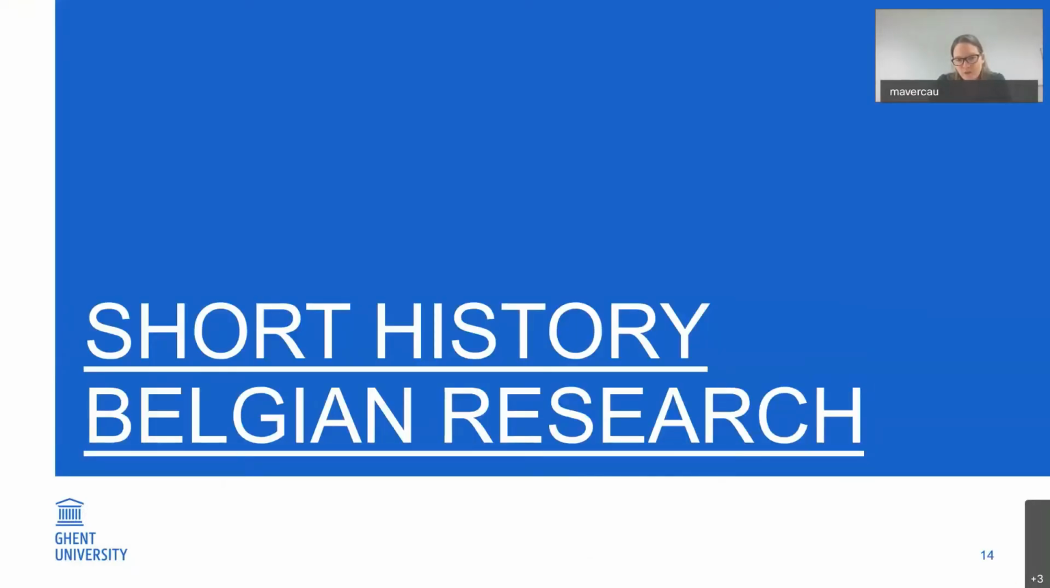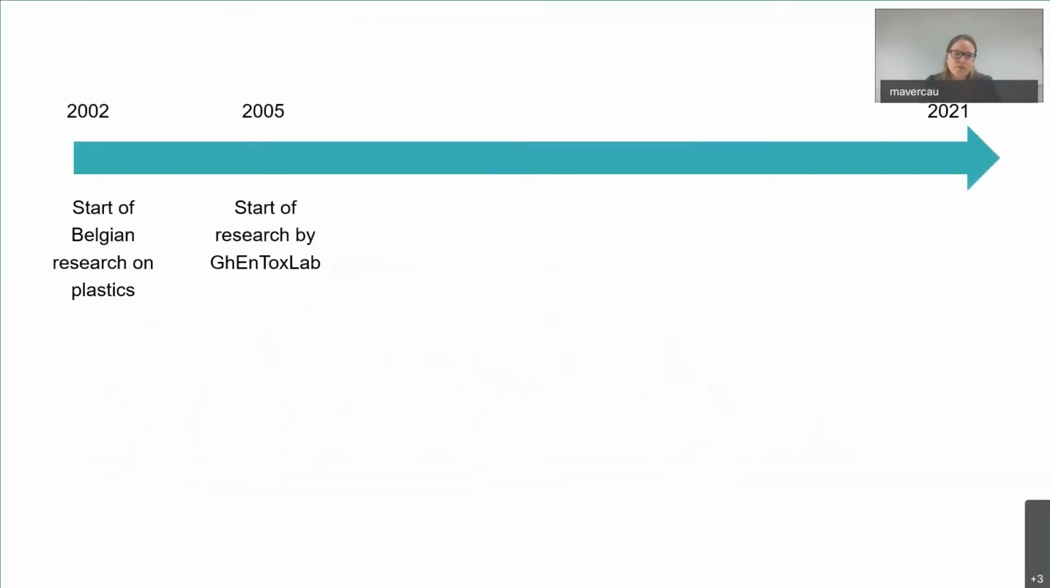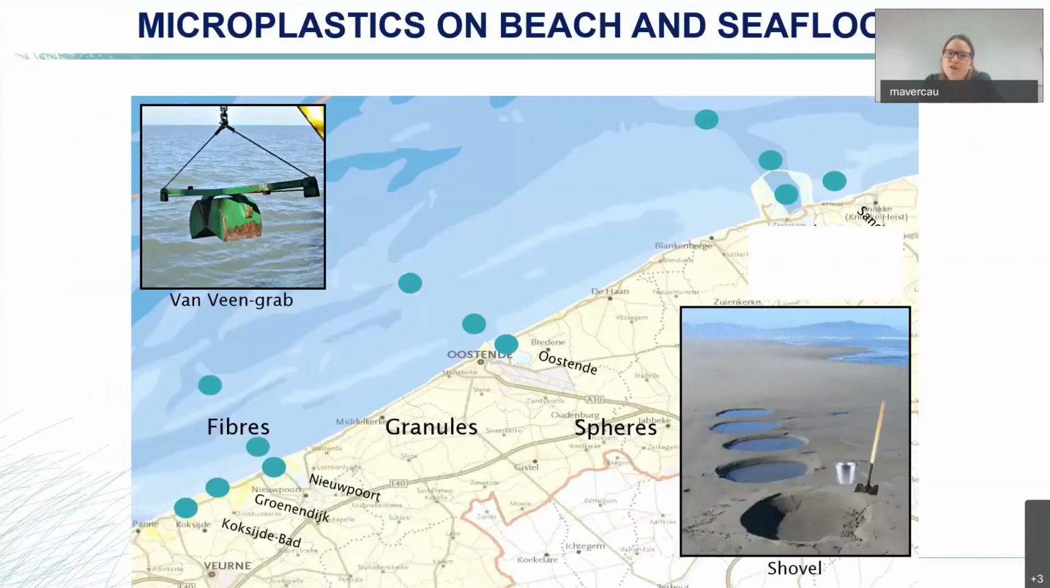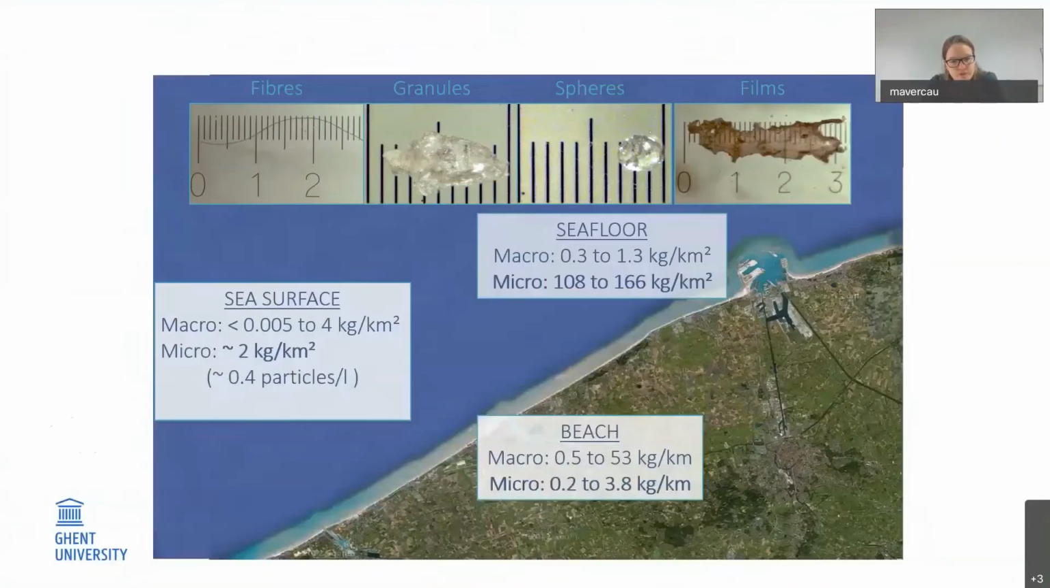So let's have a short overview of the history of Belgian research in plastics. In Belgium, the research started around 2002. In our research group, the Gentox lab, the environmental toxicology unit, started in 2005. In the past, we started with studies on microplastics on beaches and on the seafloor, in the Belgian part of the North Sea. We collected samples and analyzed them, and we found plastics. We found quite some plastics on beaches, on the seafloor, and on the sea surface. Everything that we looked for contained plastic.